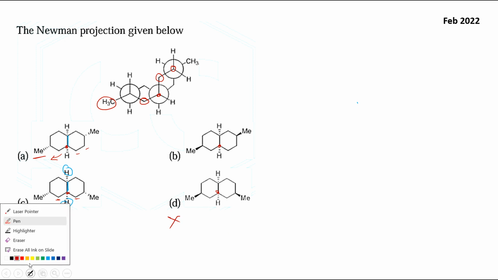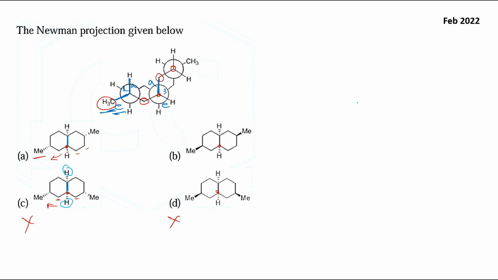But among A and B, how will we cancel one of these options? This CH3, if you consider it equatorial, then this is 1 position and this is 3 position. Now at 3 position, this is axial, but this is equatorial. And here this is axial, this is equatorial. So here we are seeing at 1 position and 3 position, we are getting equatorial.